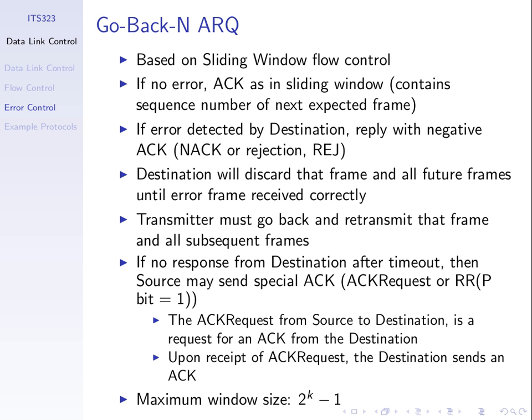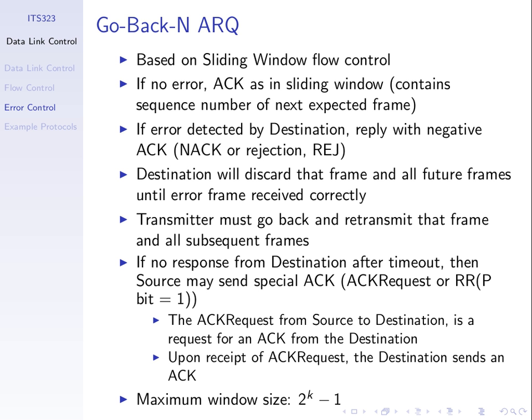We send a window of frames. Same as in sliding window flow control, we can send W frames, not just one frame, W frames. If there's no error, if everything's fine, then we act as in sliding window. So we do the same as sliding window if there's no error.